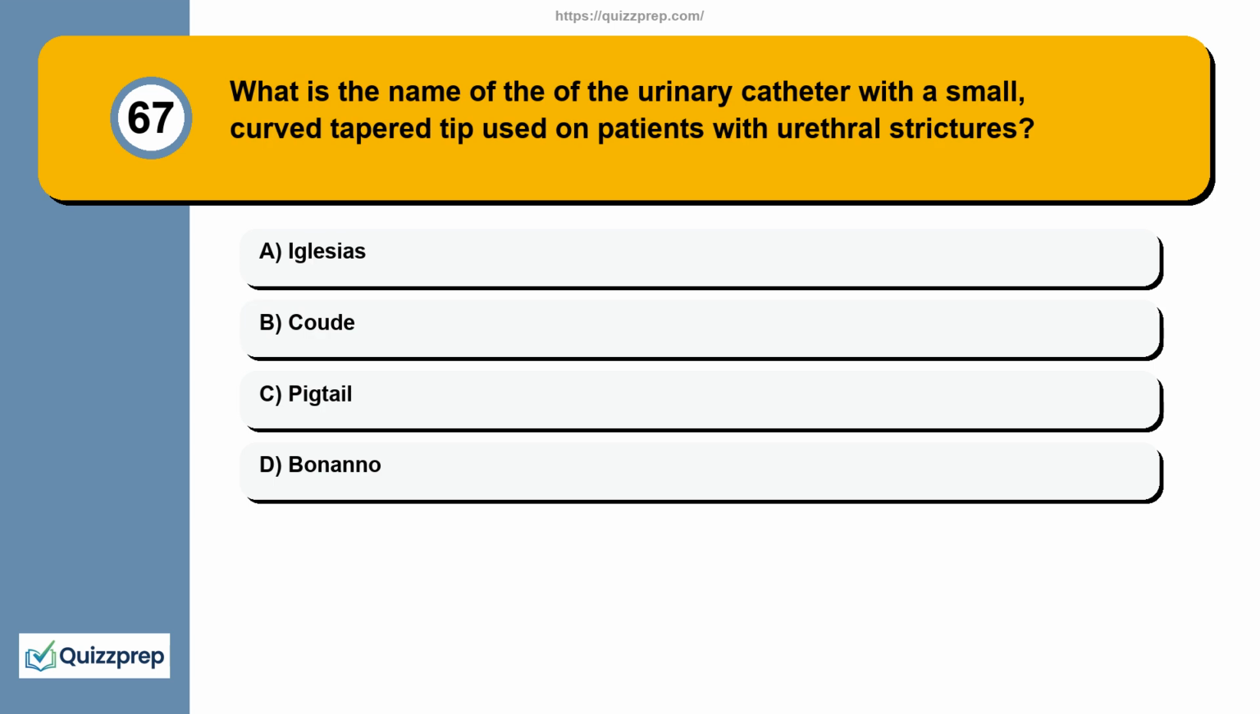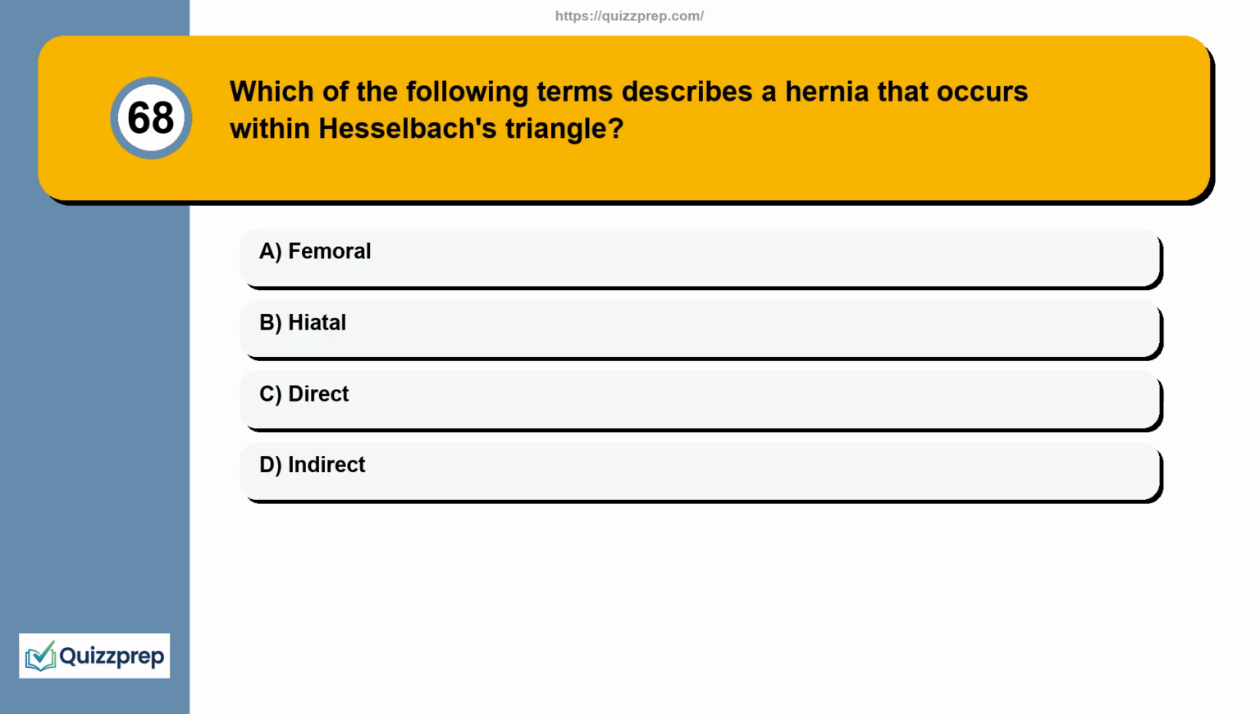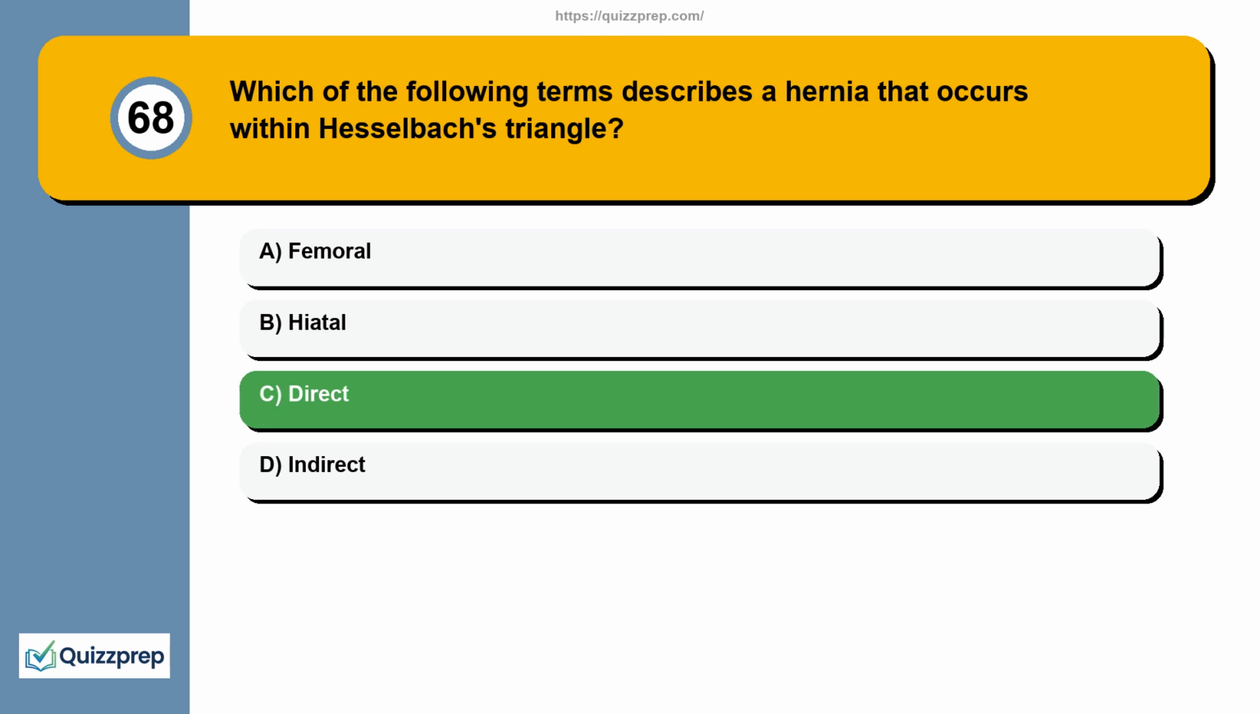Question 67. What is the name of the urinary catheter with a small, curved tapered tip used on patients with urethral strictures? Option A, Iglesias. Option B, Cadet. Option C, pigtail. Option D, banano. The correct answer is option B, Cadet. Question 68. Which of the following terms describes a hernia that occurs within Hesselbach's triangle? Option A, femoral. Option B, hiatal. Option C, direct. Option D, indirect. The correct answer is option C, direct.